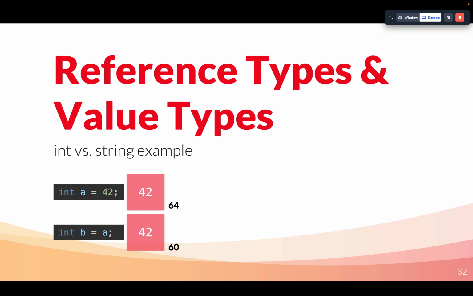So let me give you an example. On the whole, the simple types, the primitive types, like integer and bool and character, float and double, those are value types. The variables of those data types hold their value.